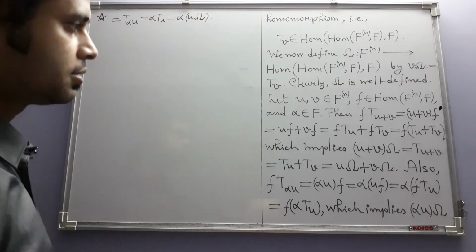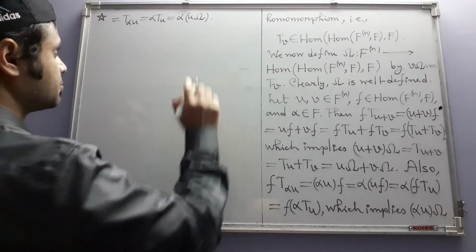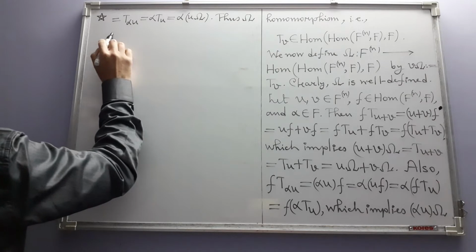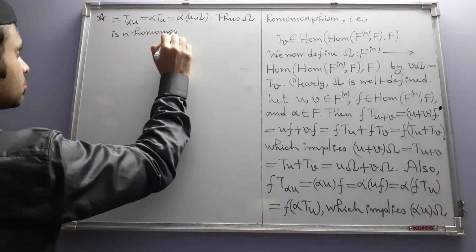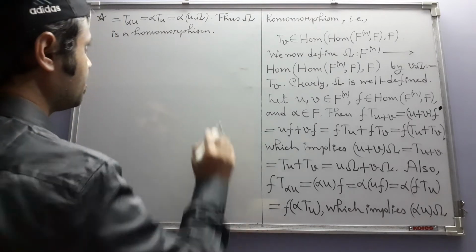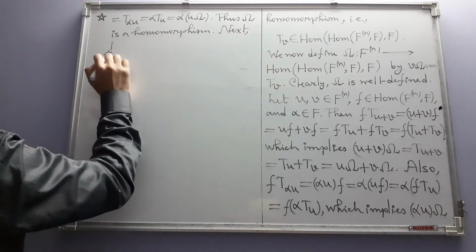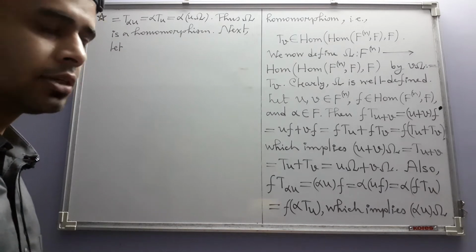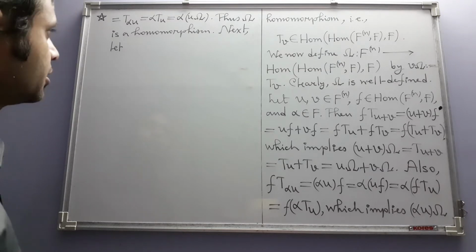So omega, besides respecting addition, also respects multiplication by scalars. Thus omega is a homomorphism. Next, the next thing we want to show is that omega is 1 to 1. So if we can show that the kernel of omega consists of only the 0 vector, that will imply that omega is 1 to 1.